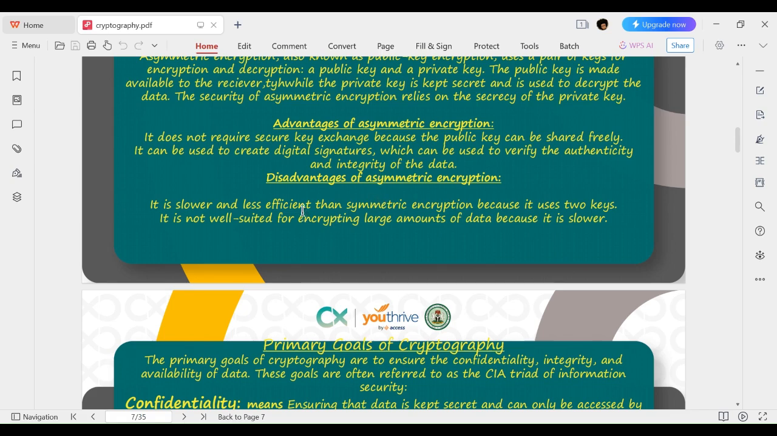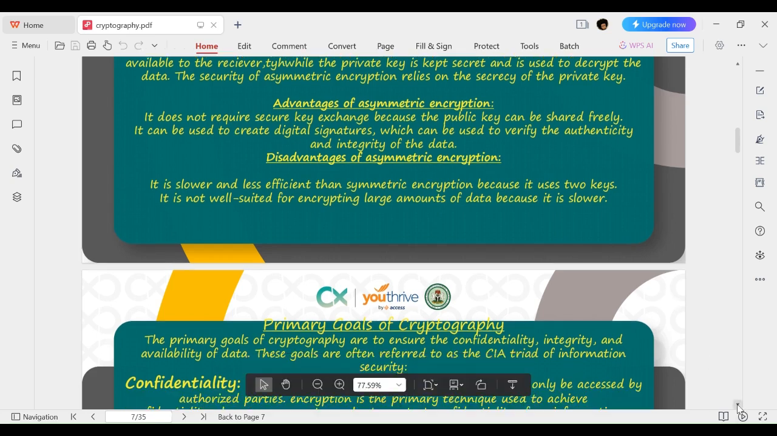So, what are the disadvantages of asymmetric encryption? It is slower and less efficient than symmetric encryption because it uses two keys, it uses two key pairs. It is not suited for encrypting large amounts of data because it's slower.